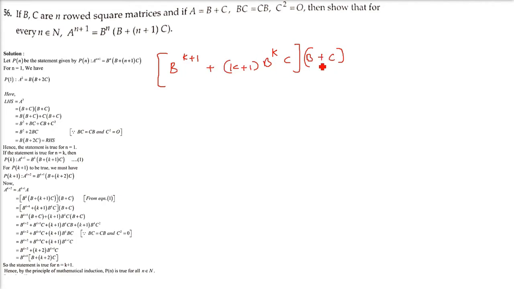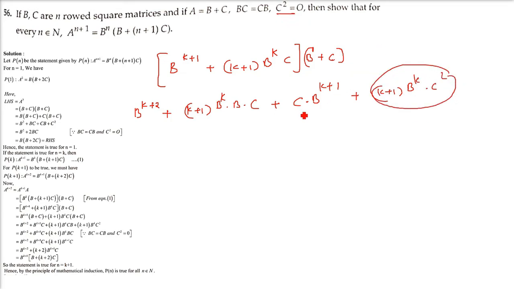Now we'll directly multiply it. b multiplied with b^k, the powers are added, so b^(k+1) will be there. Then k plus 1, b^k, and b^k into b into c, or c into b, because bc and cb are the same, that is why I am writing interchangeably. Now coming to c, this is b^k and c. And then the last one, k plus 1, b^k, and c into c is c square, but c square is already given as 0. So you just leave this because it is 0. What do you get? b^(k+2).